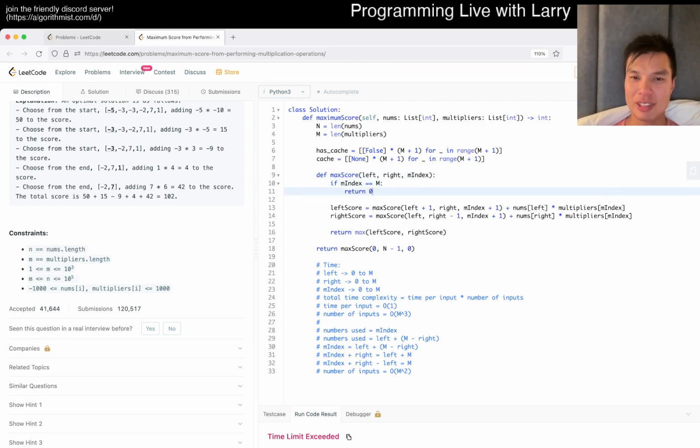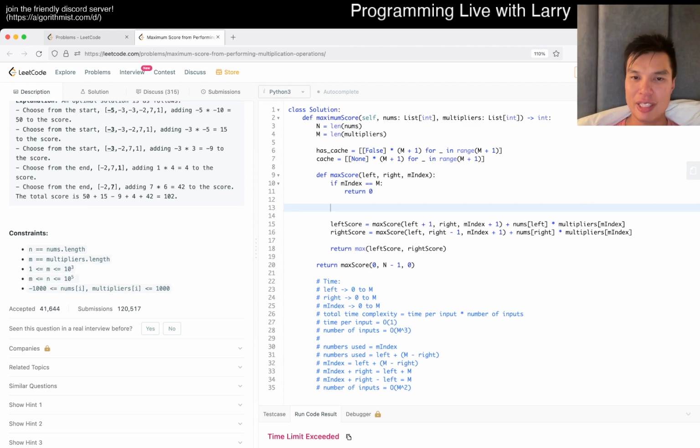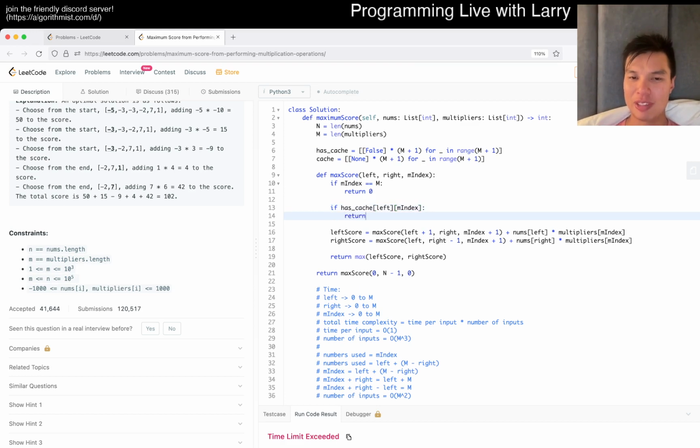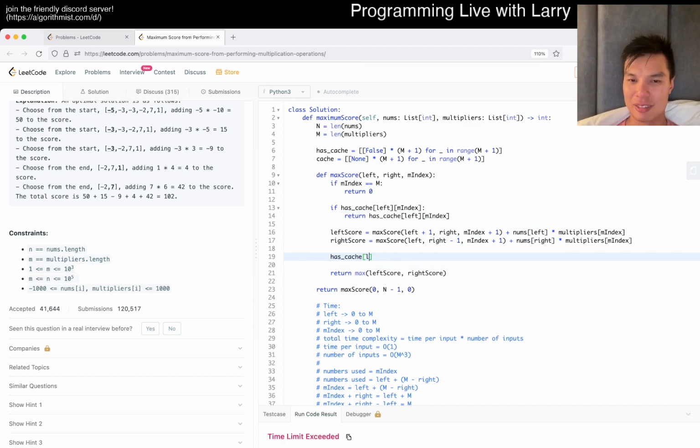So now it's just about the caching, and now, if it has cache left, and again left cannot be greater than m, just because you can't use more than that, right? So hopefully we don't have to worry about our bounds. I might have off by ones. I'm pretty bad about those. But anyway, if it has cache, then we return has cache left m index. Otherwise, has cache left m index is equal to true.